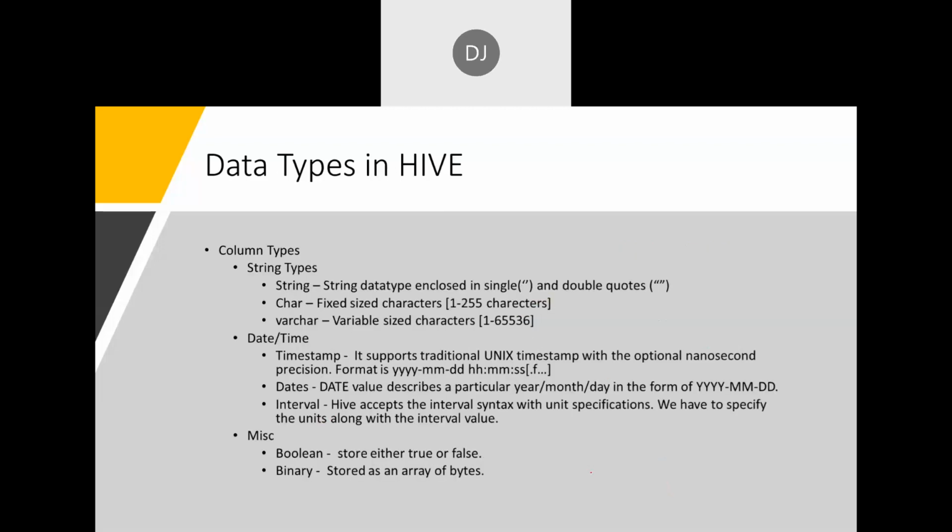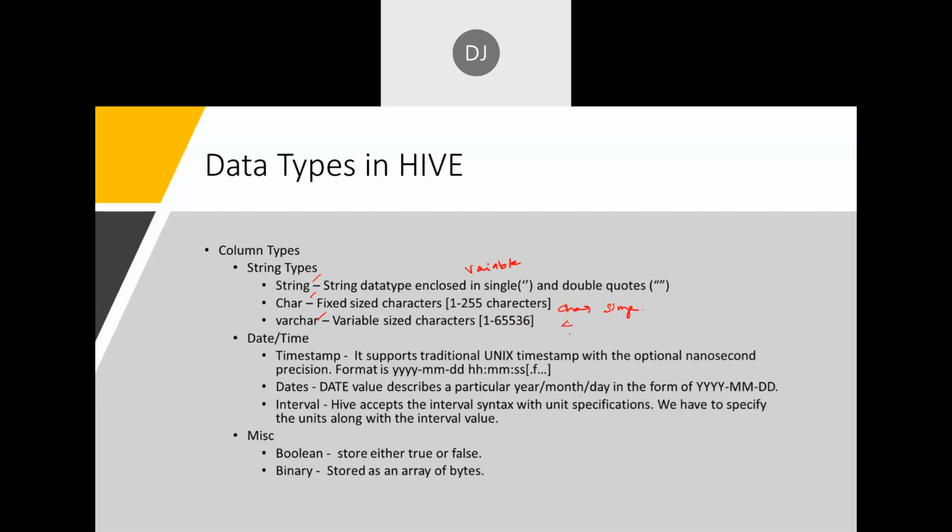And Hive also supports string types: string, char, and varchar. String, you can either enclose with double quotes or single quotes. And string doesn't have any size at all, right? It is a variable size. Whereas for char and varchar we give a size, and when it comes to char, the size is fixed. Whereas varchar, you can have the remaining space.